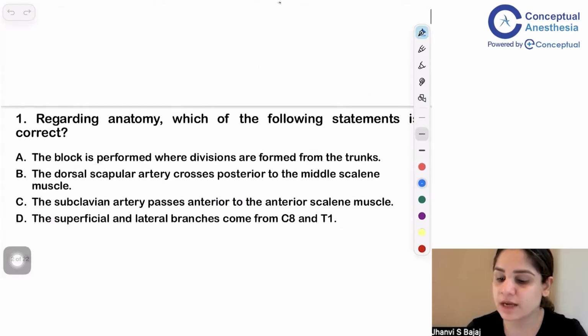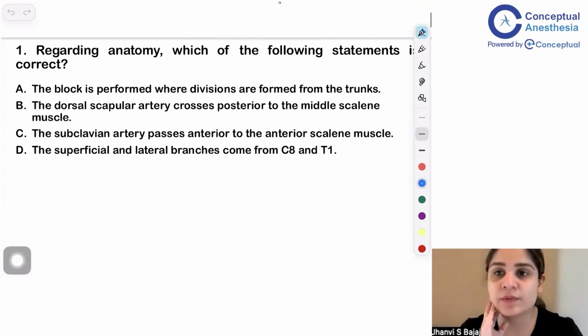So let's start off with our question number 1. As I told you before, all these questions are from Hadzic's textbook of regional anesthesia. So regarding anatomy, which of the following statements is correct in case of the supraclavicular ultrasound guided block? The block is performed where divisions are formed from the trunks.